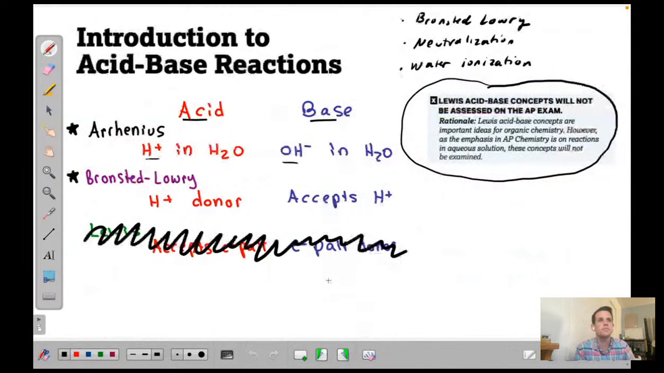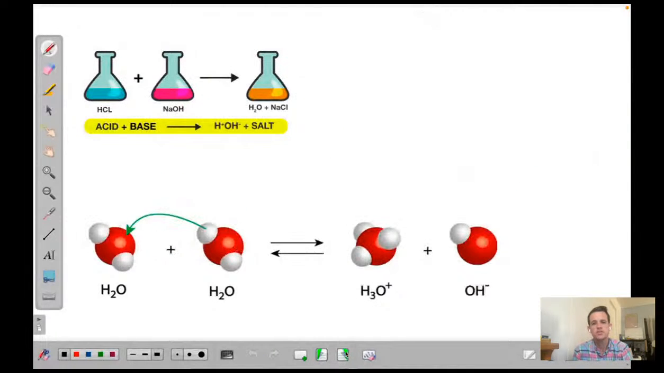All right, back to acid base. So again, it says Lewis base concepts are not on the exam, so we're not even going to worry about it. We're going to use the Bronsted-Lowry definition. An acid is something that donates hydrogen, and a base is something that accepts hydrogen. So neutralization is probably the first thing we want to cover.